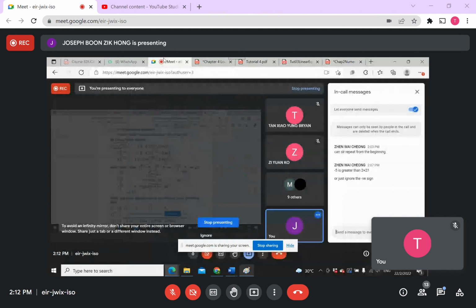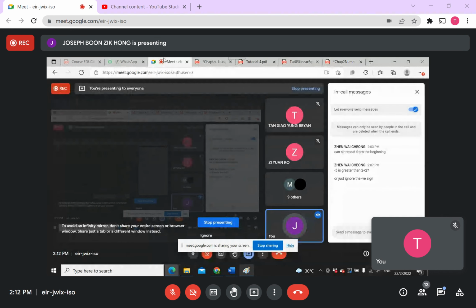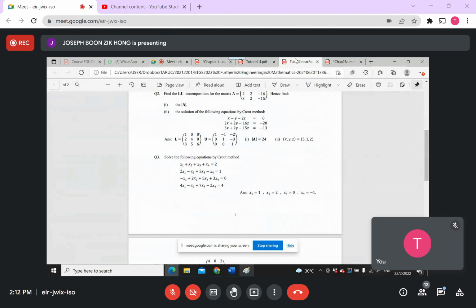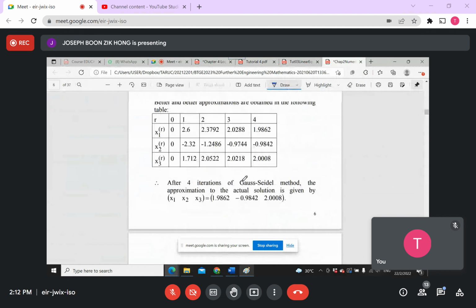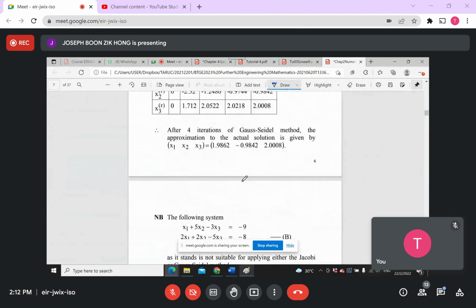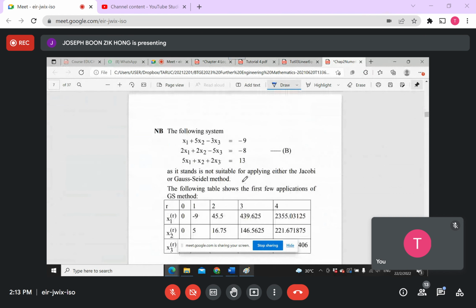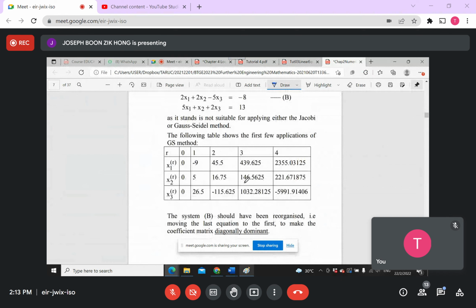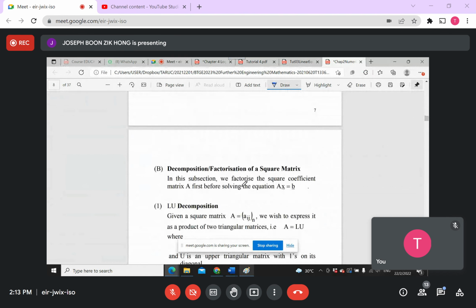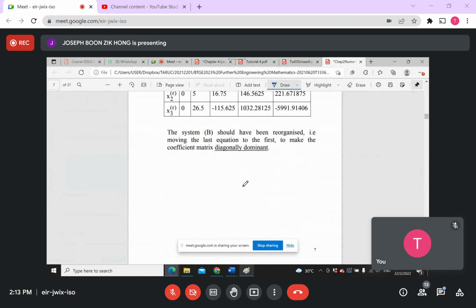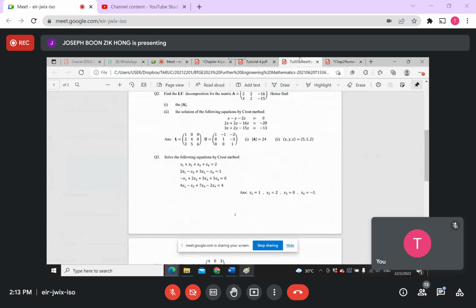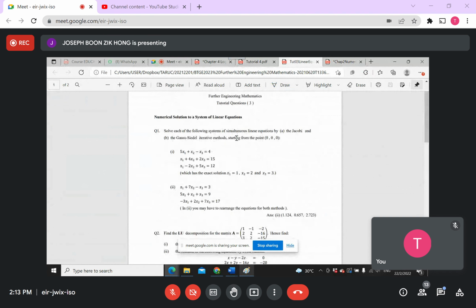Quiet means okay or not? Okay lah, I assume quiet means okay lah. So today I'm not going to continue, because the rest will be out of Gauss-Seidel and Jacobi. So now you can try to do the question. I just leave it to you lah.